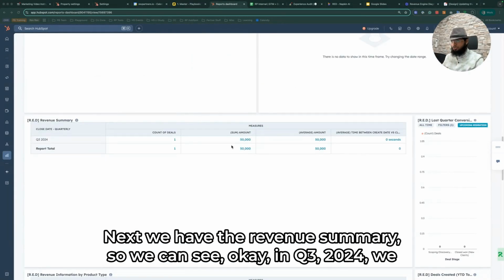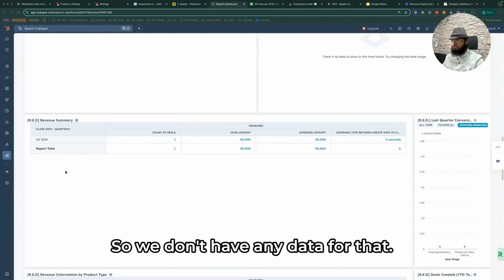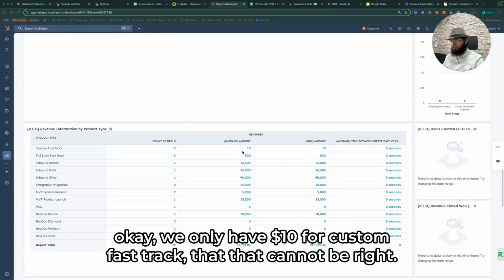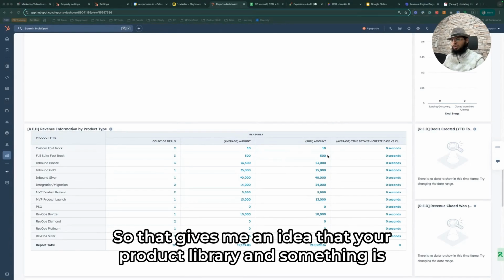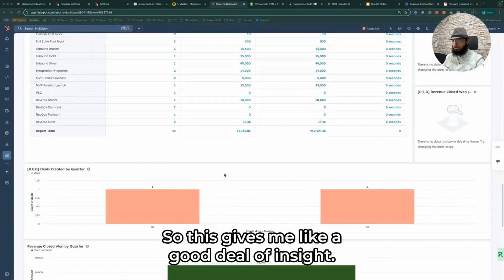Next, we have the revenue summary. We can see, okay, in Q3 2024, we brought in this amount of revenue, but what about the other reports? We don't have any data for that. Let's look at the revenue by product type. We can see, okay, we only have $10 for custom fast track. That cannot be right. So that gives me an idea that something is wrong with your product library and your pipeline configuration. This gives me a good deal of insight.